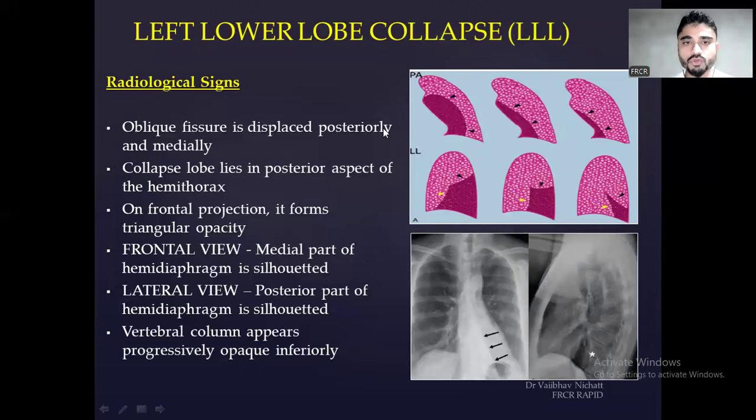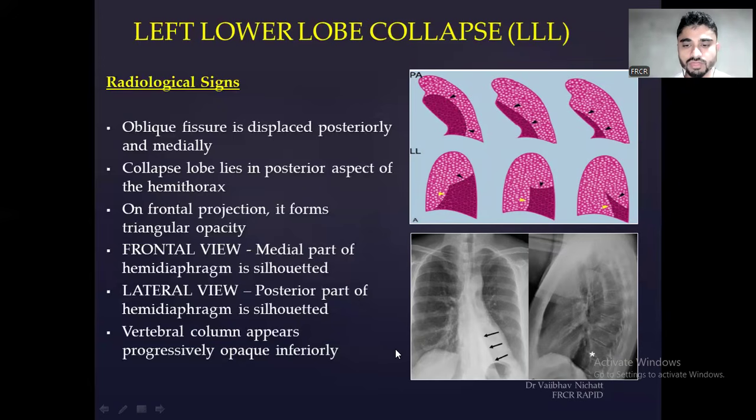So how will left lower lobe collapse appear? The oblique fissure is displaced posteriorly and medially. On the lateral radiograph, this is the oblique fissure, it will be displaced posteriorly, and on the frontal radiograph, it will be displaced medially. Okay, so the collapsed lobe lies in the posterior aspect of the hemithorax. On the frontal projection, it forms a triangular opacity. See this, it is forming a triangular opacity, causing silhouetting of the left dome of the diaphragm. Okay, and on the lateral radiograph, the posterior part of the hemidiaphragm is silhouetted.